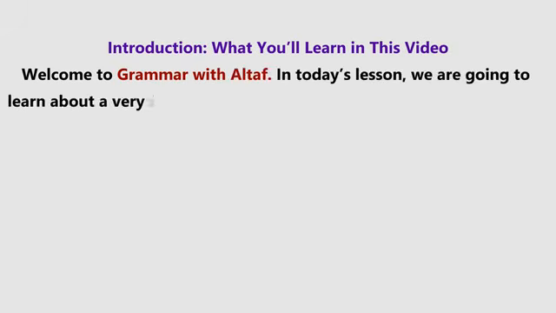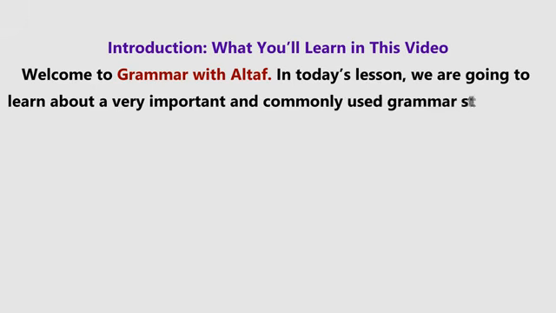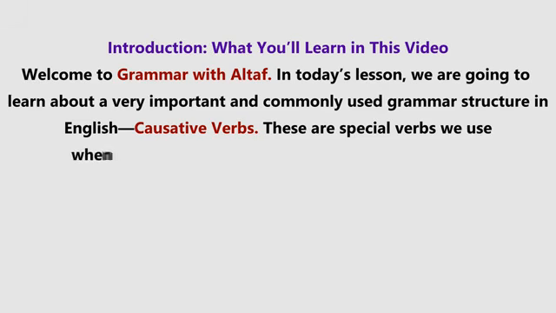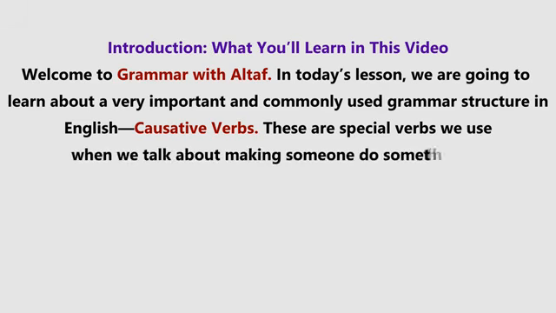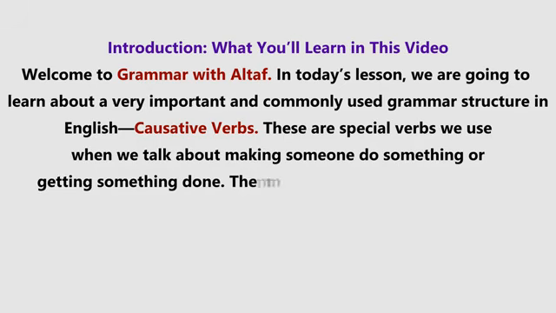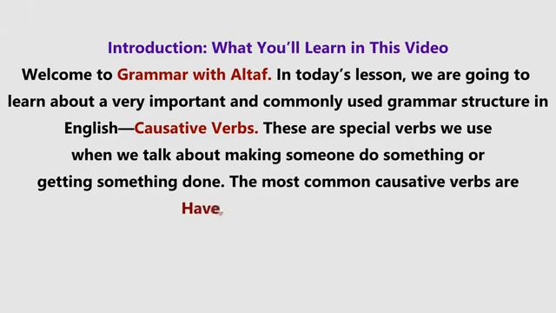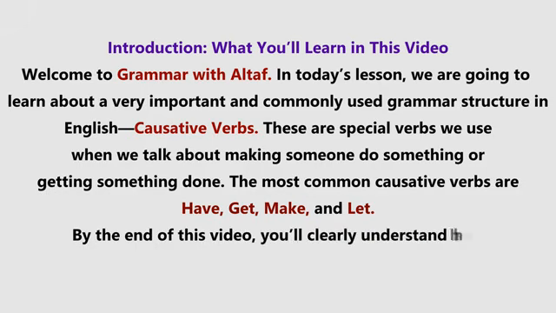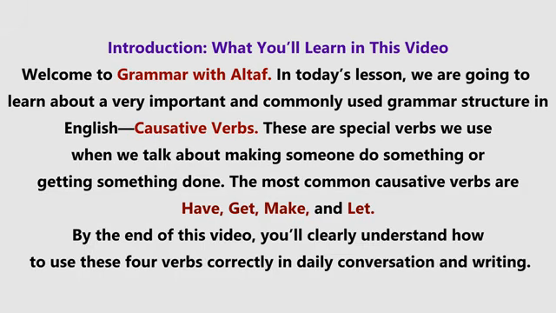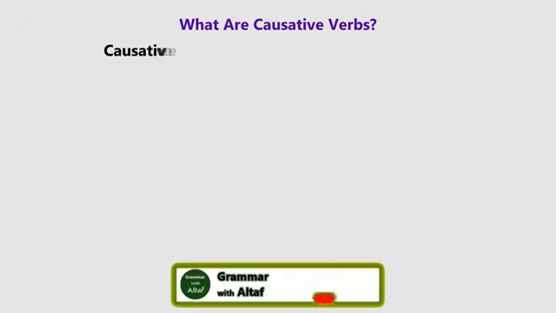In today's lesson, we are going to learn about a very important and commonly used grammar structure in English: causative verbs. These are special verbs we use when we talk about making someone do something or getting something done. The most common causative verbs are have, get, make, and let. By the end of this video, you'll clearly understand how to use these 4 verbs correctly in daily conversation and writing.